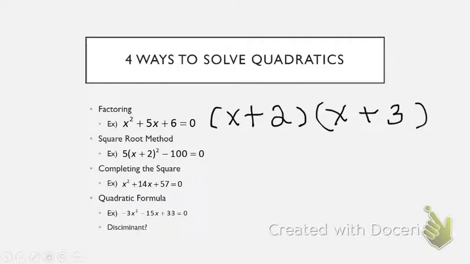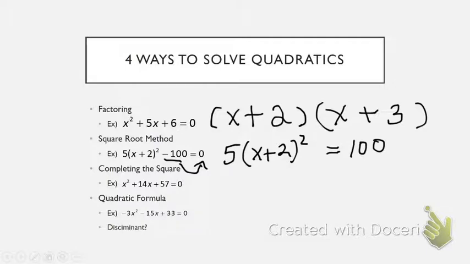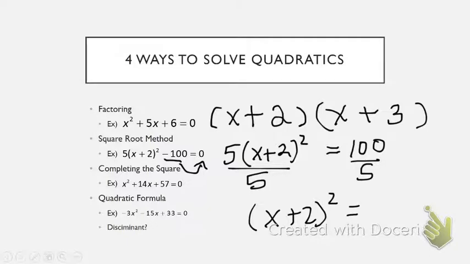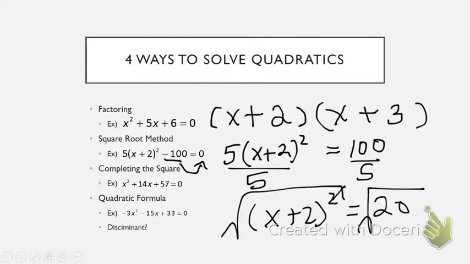Well, your first step is to move that -100 to the other side. So I'm going to set this equal to 100. And then after this, what you're going to do is divide by 5 on both sides. So we have x plus 2 squared equals 20. Take the square root of both sides. This becomes x plus 2 is equal to plus or minus the square root of 20.